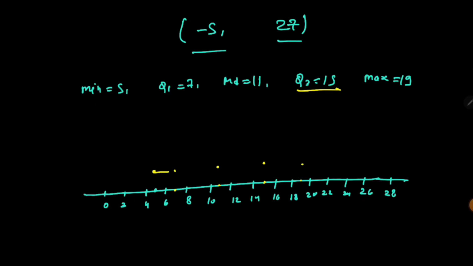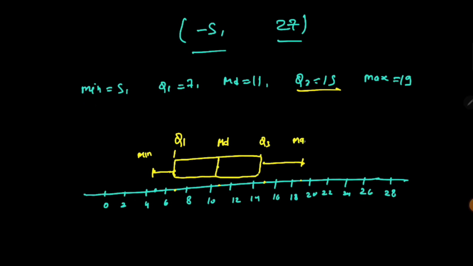Now we're gonna join these, and after plotting like this, it will be our box plot. So we can write this as the minimum value. This is our Q1, this is our median, this point is our Q3, and this point is our maximum. And here this point is 28, so that is the outlier. So this is how we plot the outlier using a box plot.